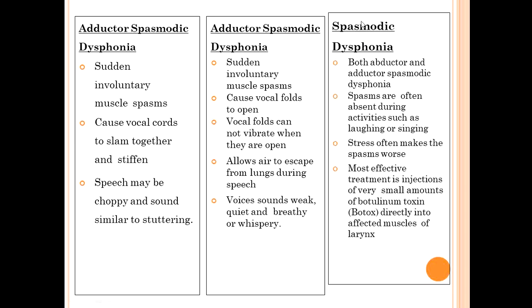Third one is mixed spasmodic dysphonia. That means both adductor and abductor components will be there, and spasms are often absent during activities such as laughing or singing. During laughing and singing there will not be spasm, but when normal speech production is needed, then there will be spasm. It becomes worse because of stress. What is the treatment? The most effective treatment of spasmodic dysphonia is injection of a very small amount of botulinum toxin directly into the muscles of the larynx. So these are three different types of dysphonia.